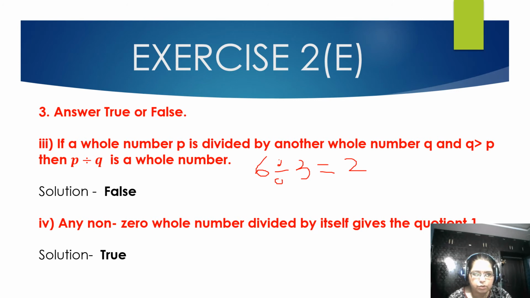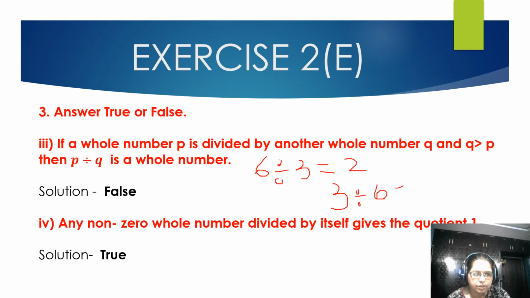Then p divided by q will be 3 divided by 6. Is 3 divided by 6 a whole number? We can't say so, as 3 divided by 6 is not a whole number. This is a rational number. We'll discuss this rational number later in this chapter.